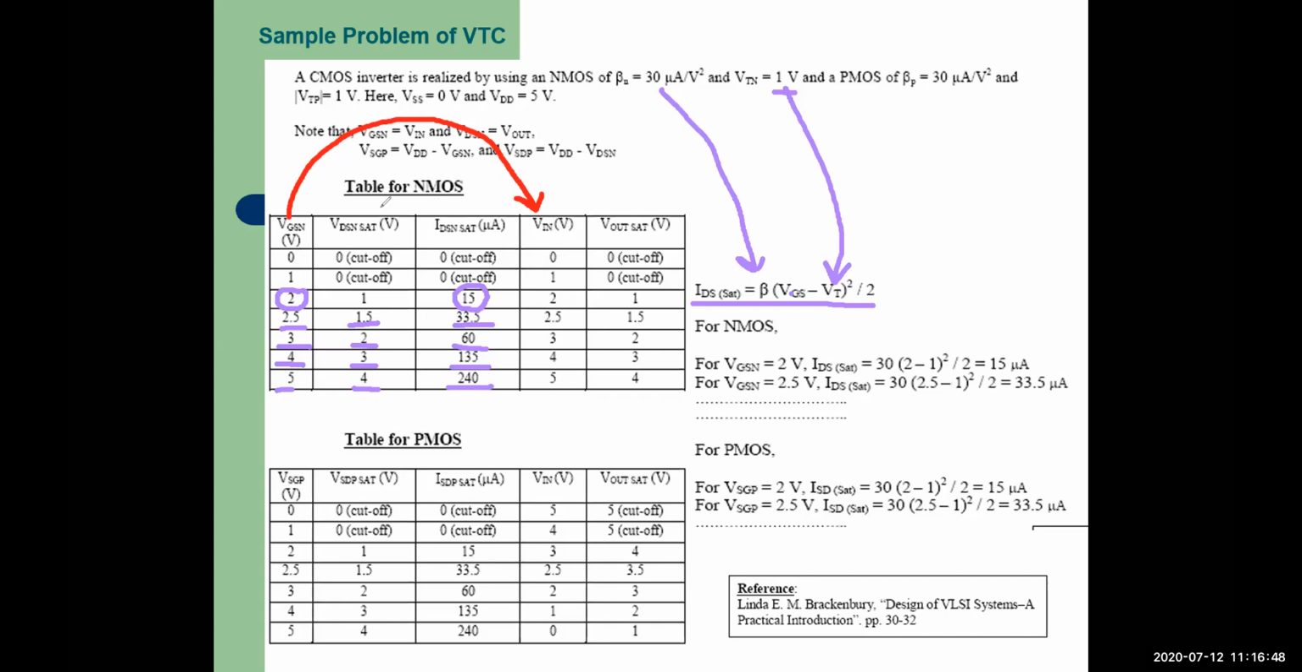Next one, what about the VDS? VDS was equal to your V out, right? VDS was equal to V out for NMOS. So these are equal to this. So 0, 1, 2, 3, 4, 5, and 0, 0, 1, 1.5, 2, 3, 4. Exactly equal. So our first table is done. Now in the next table, again from 0 to 5, our formula will be like this.